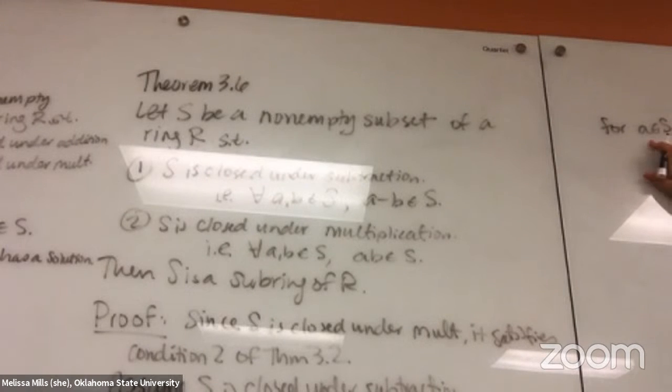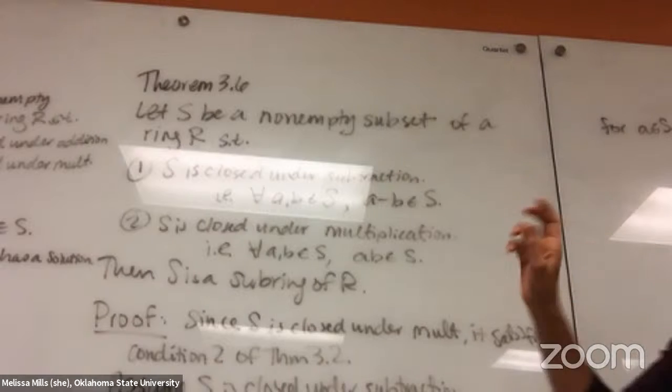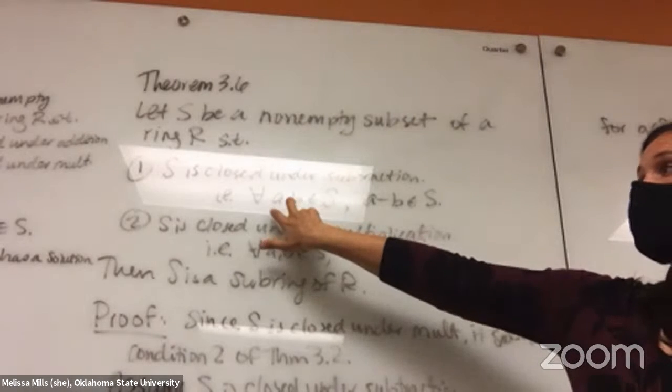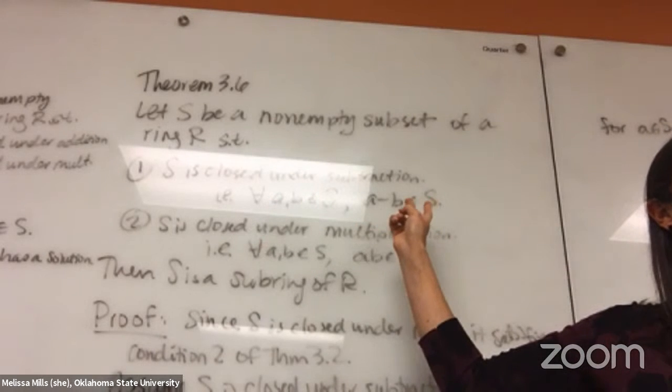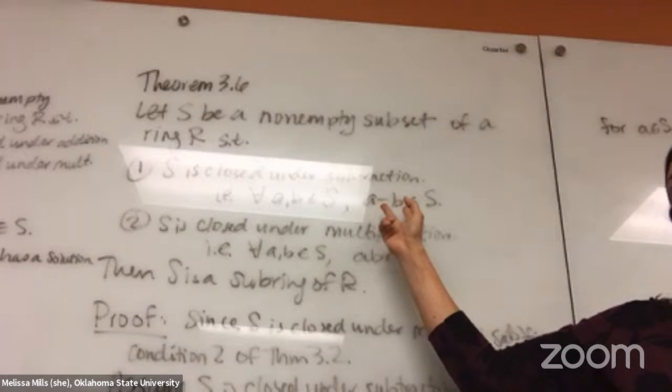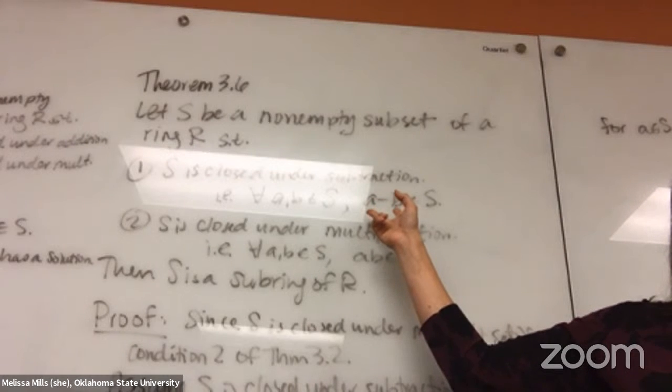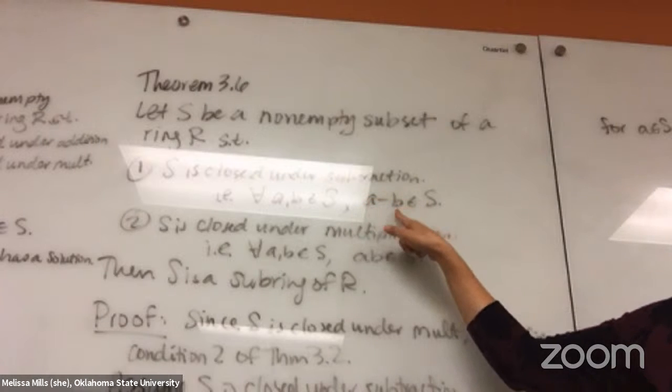So I know that A is in S. I also know that 0R is in S. So that means that what is in S? Why? Because S is closed under subtraction, so you can take any two elements of my set and subtract them. In what order do I want to subtract them to make a negative A show up? 0R minus A.